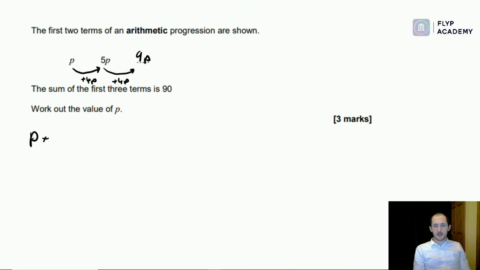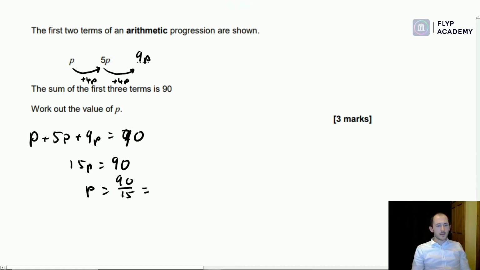So p plus 5p plus 9p is equal to 90. On this side, we have 15p equals 90. So p equals 90 over 15, which is 6. Okay, nice and easy.